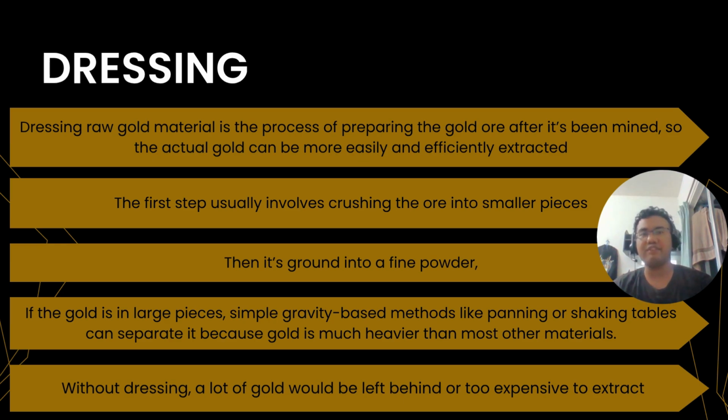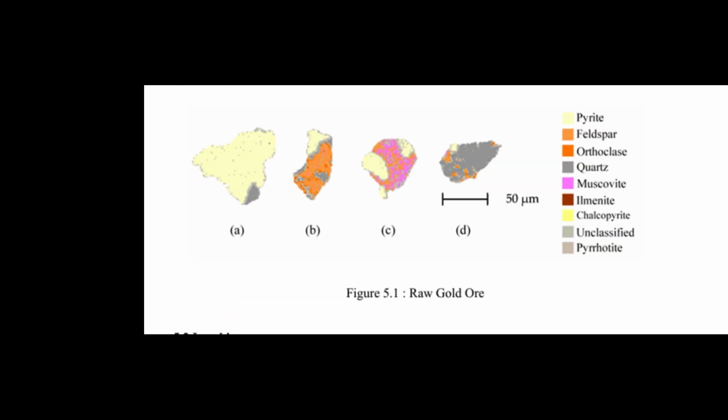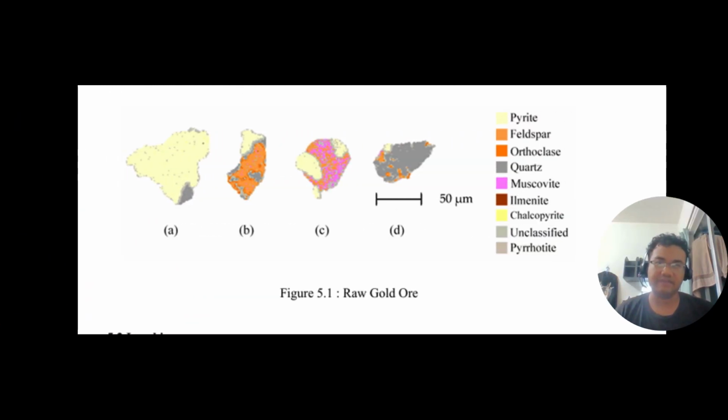The first step usually involves crushing the ore into smaller pieces, then it's ground into a fine powder. If the gold is in large pieces, simple gravity-based methods like panning or shaking tables can separate it because gold is much heavier than most other minerals. Without dressing, a lot of gold will be left behind or too expensive to recover. The following image shows some examples of raw gold ore. As we can see, it is mostly composed of pyrite, and also has feldspar and muscovite, and commonly quartz.